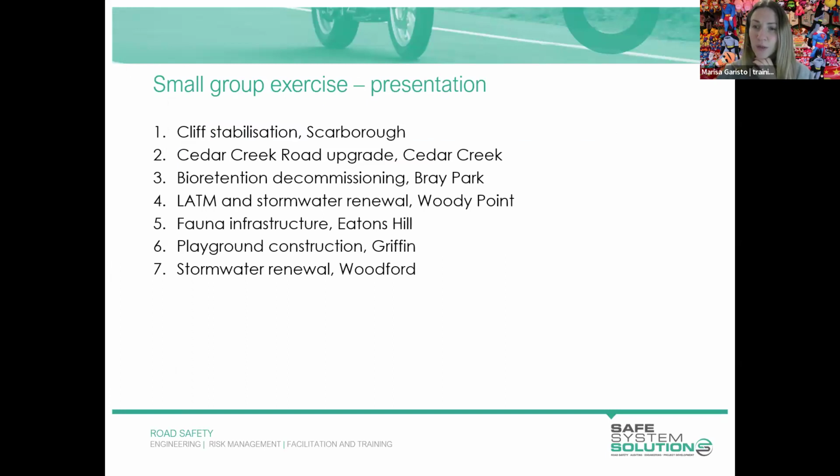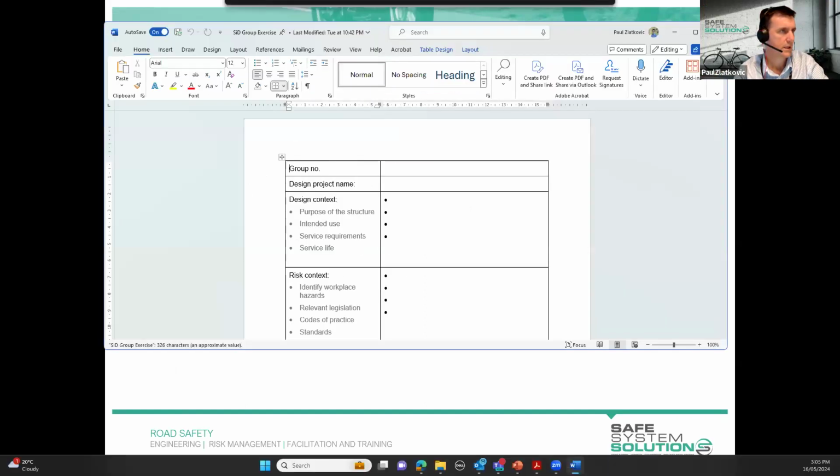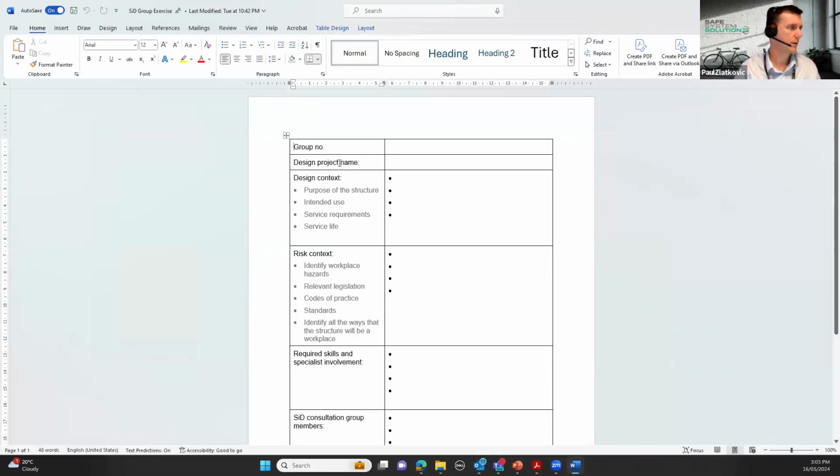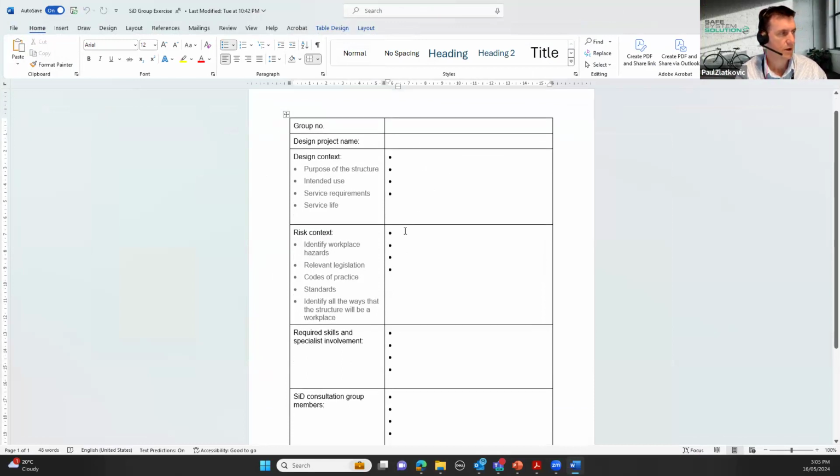Yeah, I was just about to open one. So can everyone see that? I've dragged it onto the screen I'm sharing. So this is just a very simple way that you pop your group number in there, and the design that you're working on or having to look at. In accordance with those tasks, we want to define the design context, and that's just explaining the purpose of the structure, intended use, service requirements, and service life.